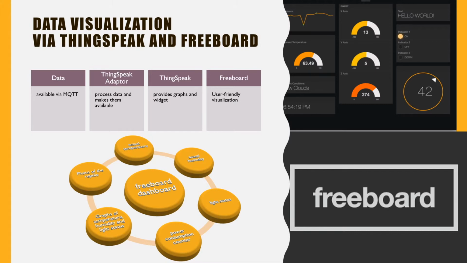Freeboard provides a dashboard for a more user-friendly visualization. It will be sufficient for the user to open Freeboard to have a complete report of his IoT terrarium. On the dashboard there are a photo of the terrarium, actual temperature, humidity and light status widgets, graphs of single-day temperature and humidity live updated, and a power consumption counter relative to the actual month.